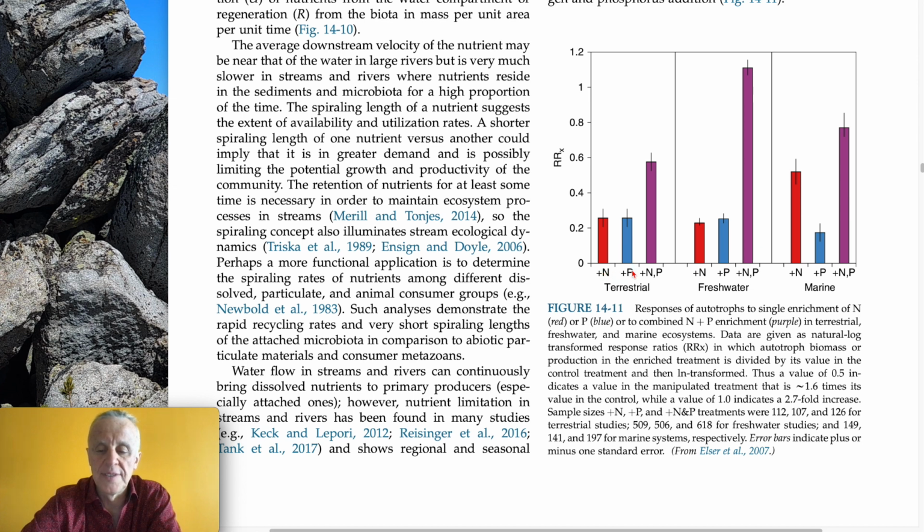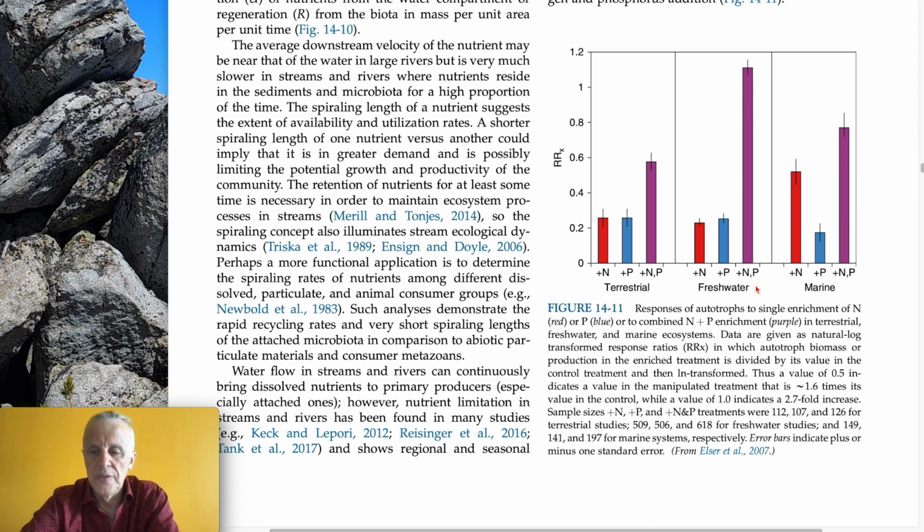Okay, so terrestrial systems. What we see here in terrestrial systems is that the best response is when we have a nitrogen and phosphorus combination treatment. We have about the same response if only nitrogen or phosphorus is added. So they were saying that 0.5 is an indicator of 1.6 times. We have close to 0.5, so this is like a 1.6 times higher response in the manipulated treatment compared to the control.